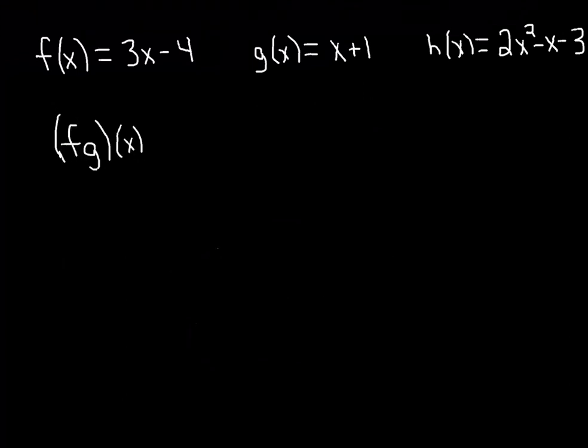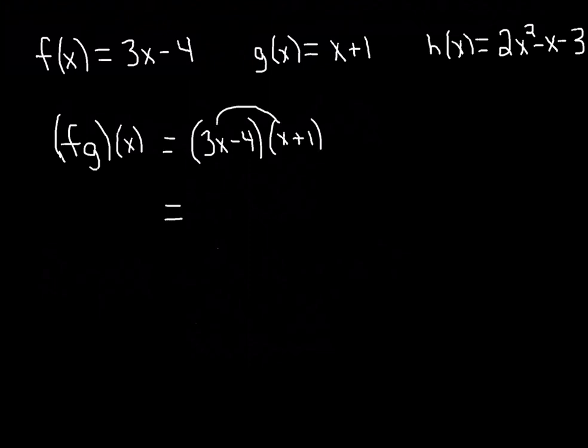Alright, we've already looked at an addition and subtraction function operation. Now let's take a look at multiplication. So this is just f g of x. So it's f of x, which is 3x minus 4, times g of x, which is just x plus 1. Now it's a binomial times a binomial, so I'll need to FOIL.